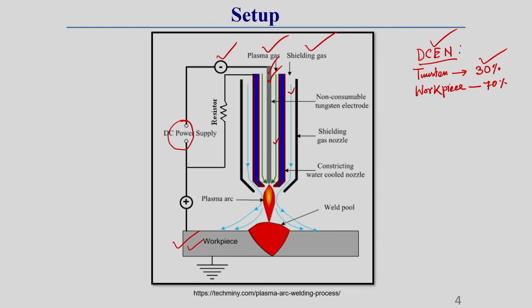Okay. That is why I have labeled the outside one as shielding gas nozzle, and the inside one I have written as constricting water cool nozzle. Okay. Now, this is the setup of the plasma arc welding process.